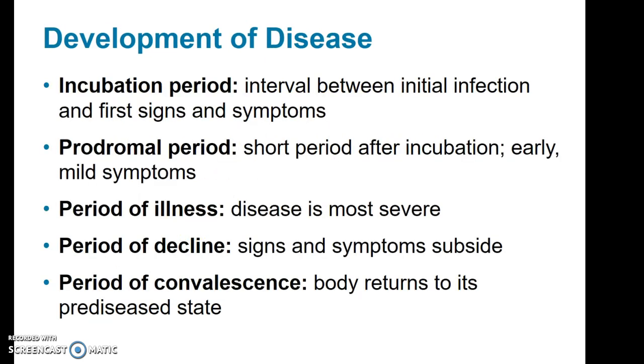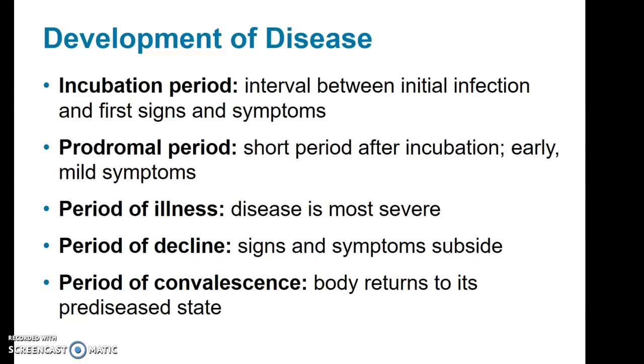The way that diseases develop, they have different stages. The first stage is called the incubation period. That is the time between when the person is initially exposed to or infected with the microorganism and when the first signs and symptoms begin to appear. The prodromal period is right after incubation, and that is when the symptoms are mild. It's just the early mild symptoms. Then there's the period of illness, during which time the symptoms of the disease are the most severe. And then there's the period of decline, where the signs and symptoms begin to become less severe.